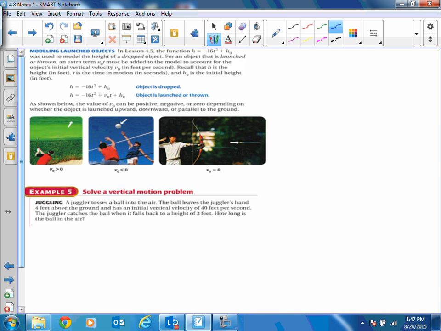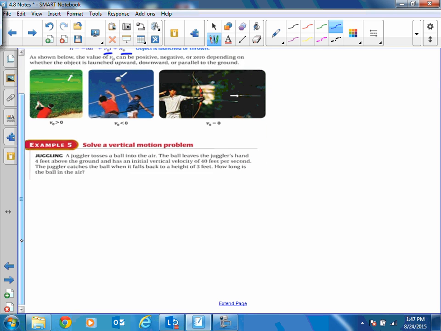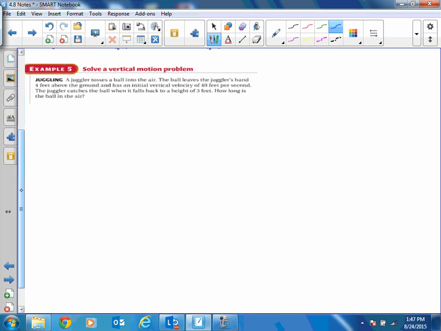Modeling launched objects, you'll get these problems sometimes. Basically what it says, we did the dropped objects, but if they give you initial velocity and initial height, you can do a launched object. So let's say a juggler tosses a ball in the air. The ball leaves the juggler's hands at 4 feet above the ground. So that's the initial height. And has an initial velocity of 40 feet per second. So that's the initial velocity.